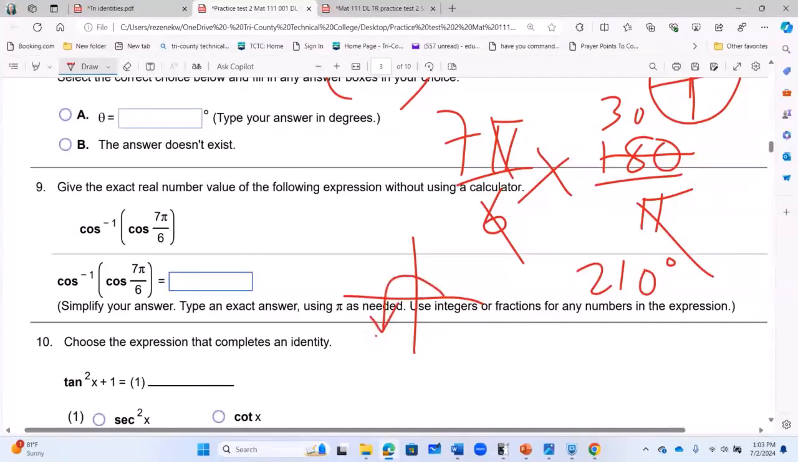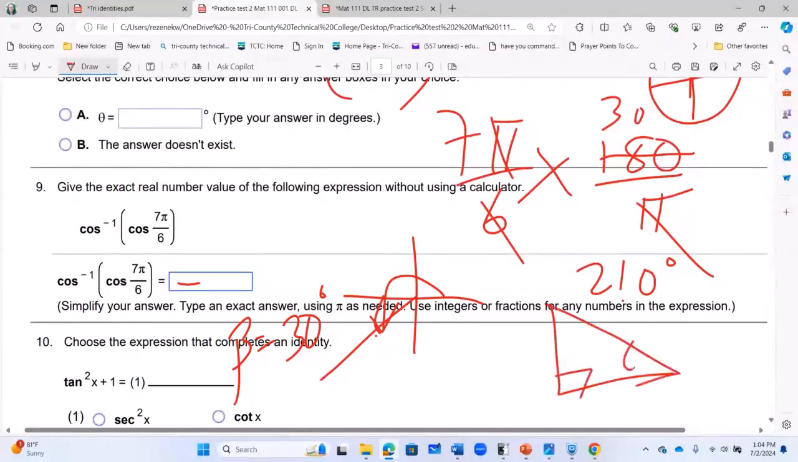And since it's cosine, your answer is going to be negative already, because in the third quadrant, cosine is negative. And by the way, what is the reference angle for 210? It is 30. So that reference angle is 30. Remember I'm talking about cosine. So I can actually draw my 30, 60, 90. This is 60, this is 30.